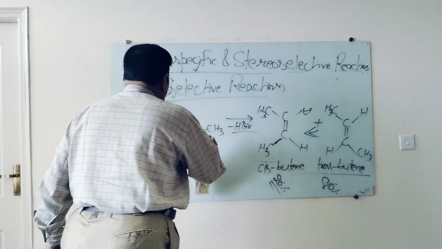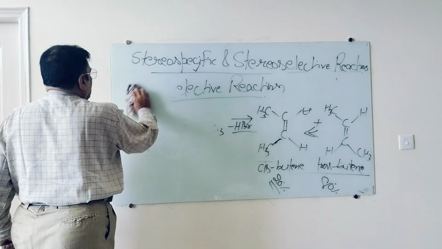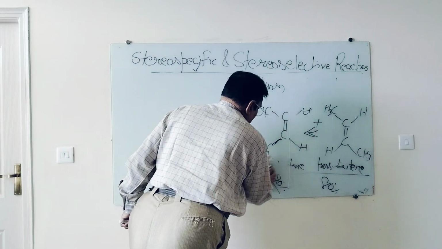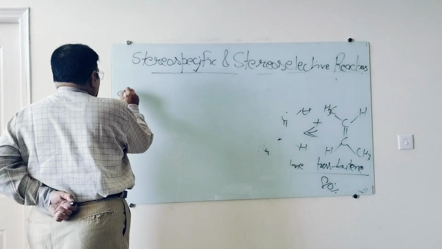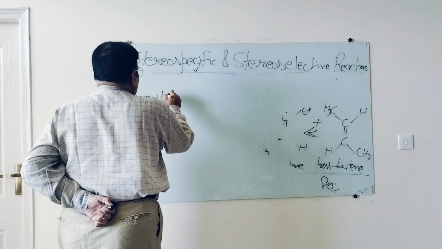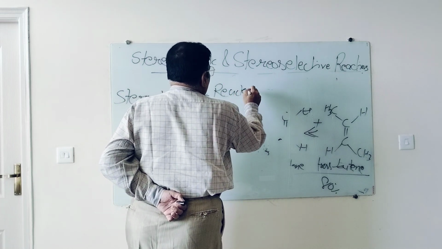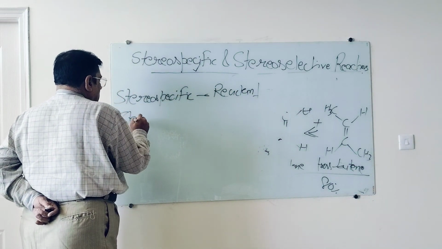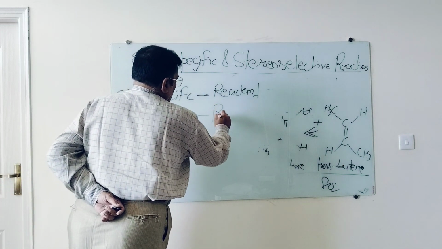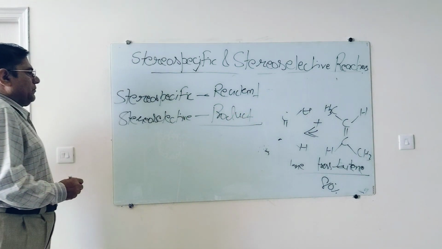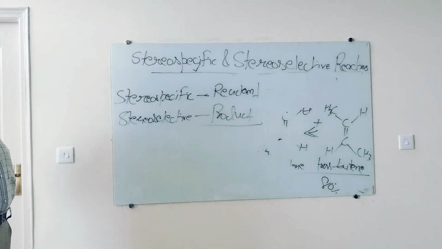In other words, Morrison has given this sentence very beautifully. The word stereospecific is related with the reactant, but the word stereoselective is related with the product. If you read Morrison, you will find when you use the term stereospecific, that is related to reactant. That is related to reactant. But when you use the term stereoselectivity, that is always related to products. You can refer to Morrison and Boyd. Stereospecific is related with the reactant, but stereoselective is product.